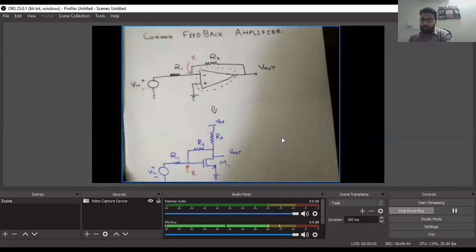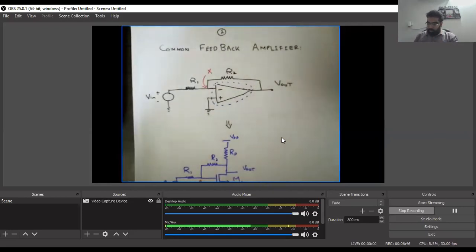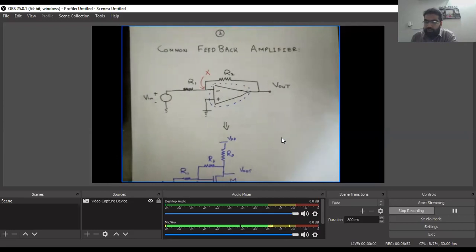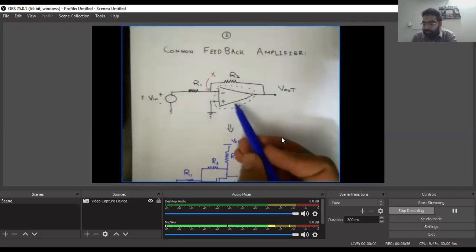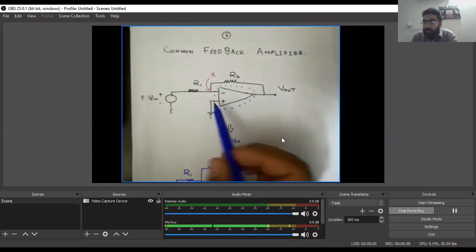So if we just want to talk in terms of amplifier, this is a common feedback amplifier, a common structure which we all are familiar from, or might be elementary school too, that we have an amplifier. We show an amplifier with a triangular shape.